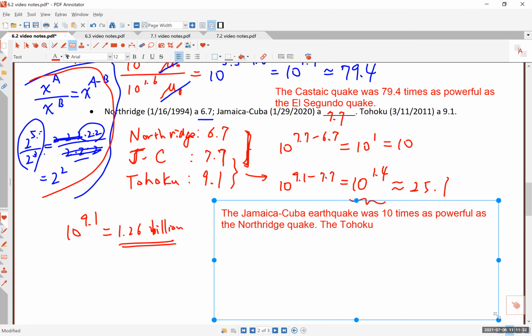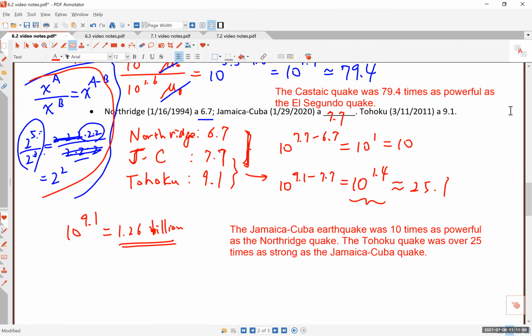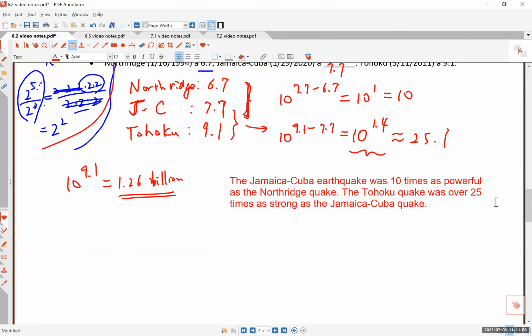All right, the Tohoku, by the way, just means northeast. So the northeastern region of Japan, the Tohoku region of Japan, was hit by that quake. The Tohoku quake was over 25 times as strong as the Jamaica-Cuba quake. Okay, so that's what we found using these Richter scale magnitude numbers.